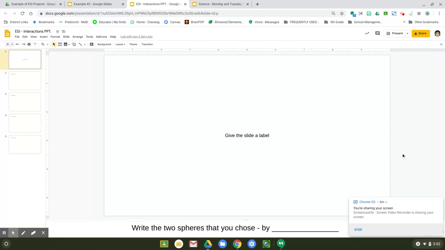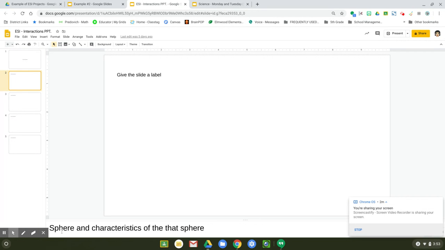So this is what you will be having. Here you go. Your title page is your first page. Then your second page, look at down here, spheres and characteristics of that sphere. So here is your first sphere. Your second sphere, directions are right down here on the bottom. How do these spheres interact with each other? Go ahead, give it whatever label you want. Double click on the top. Then the last slide, what would happen if there was a disruption in their interaction between the two spheres.